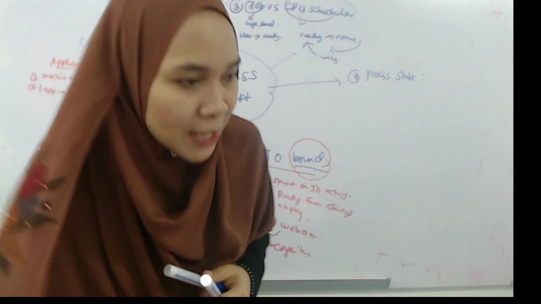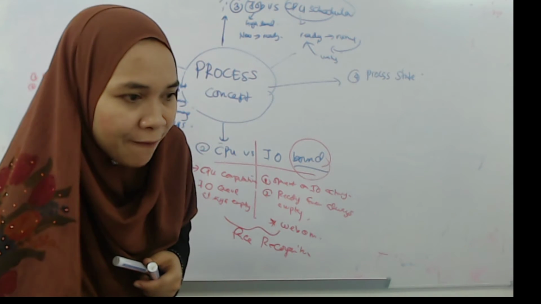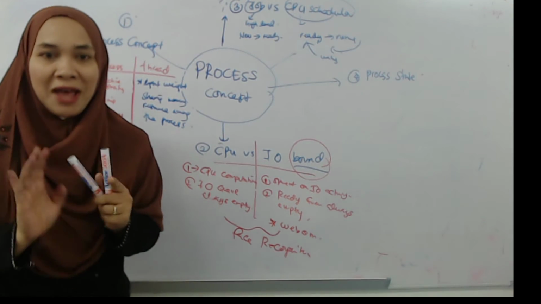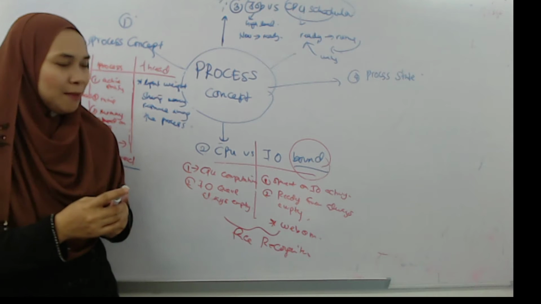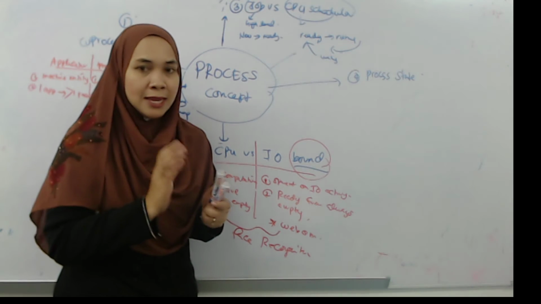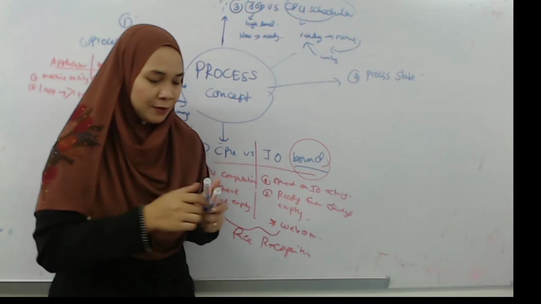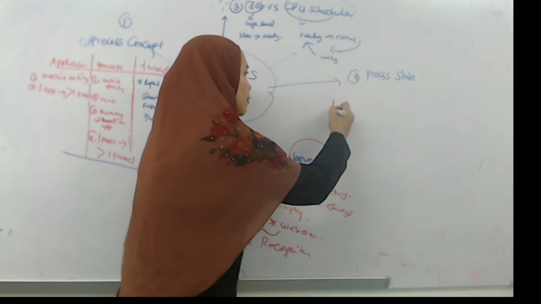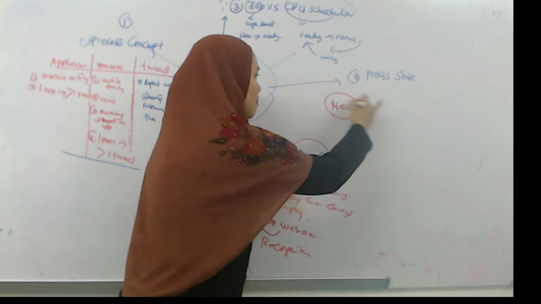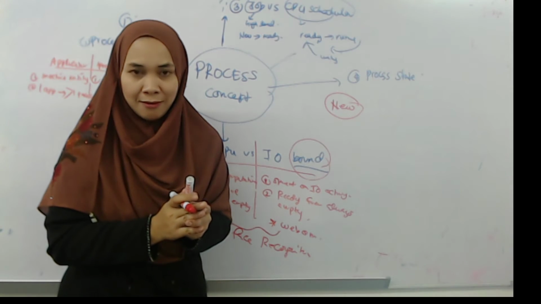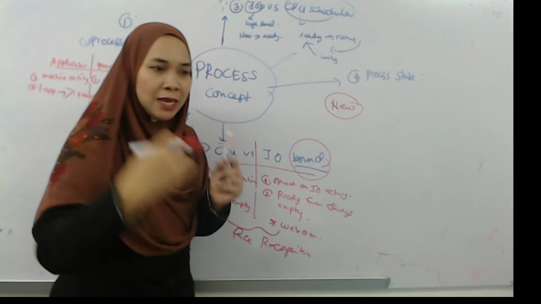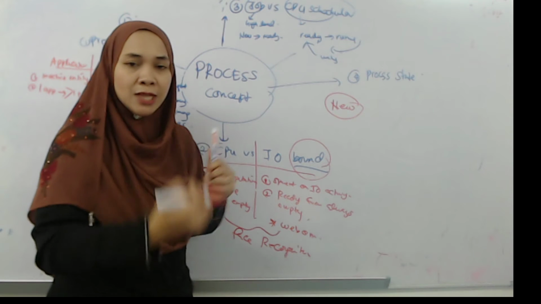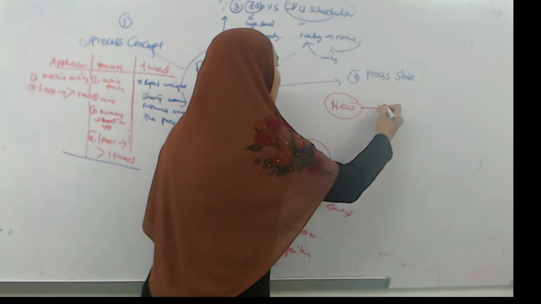Alright, in process state, you have to understand about 5 process states. The first one is new. Process just created. Then the process just created goes to another state we call ready.